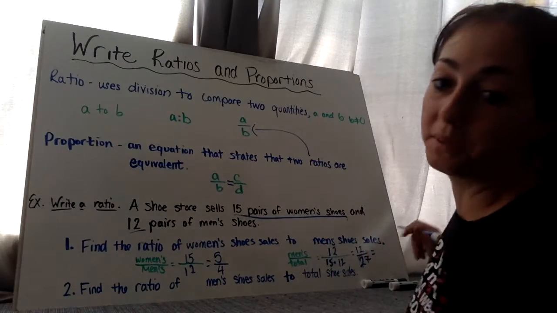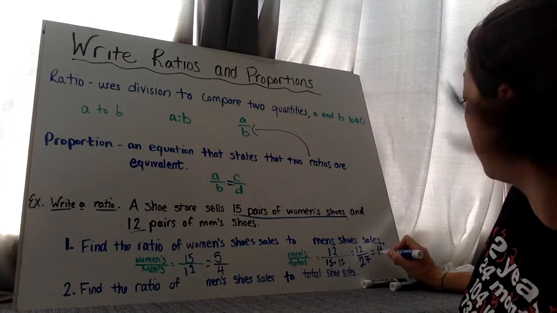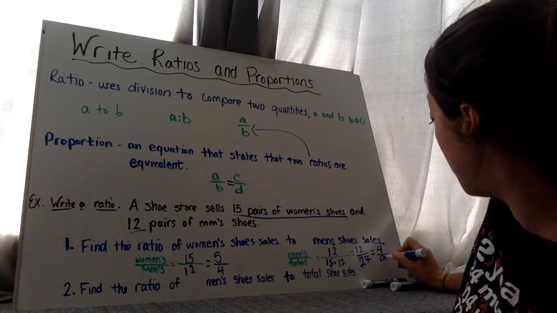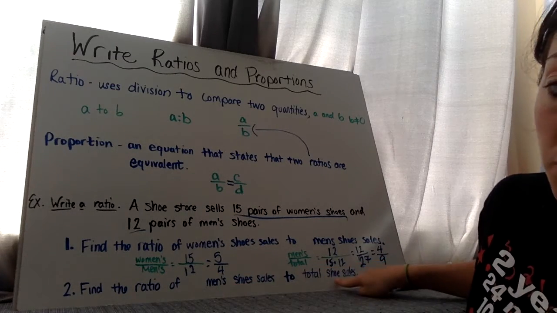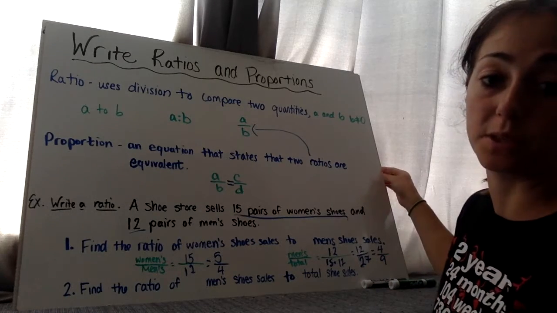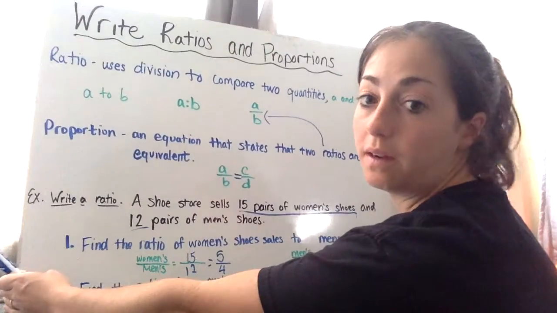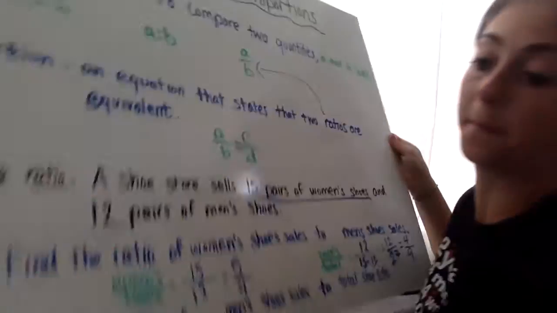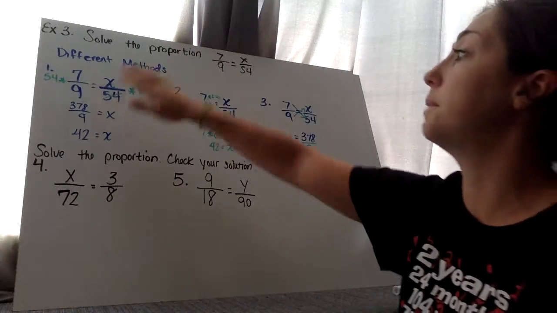Both are divisible by 3. We can reduce this. So we divide 12 divided by 3, which is 4, and 27 divided by 3, which is 9. So the ratio of men's shoes to total is 4 to 9. Cool? So make sure you get down this whole slide. This should all be repeat stuff and not too big of a deal. Okay. The next slide also should be kind of repeat.